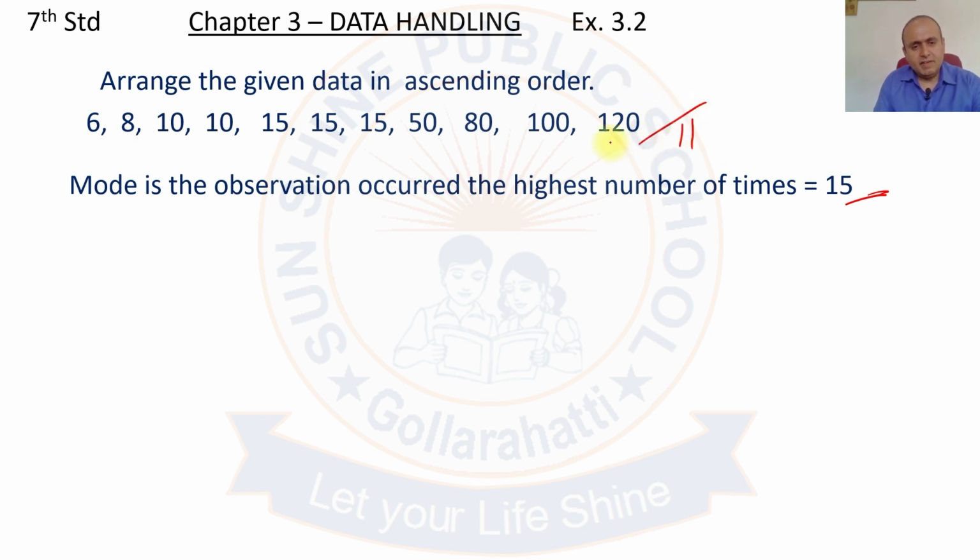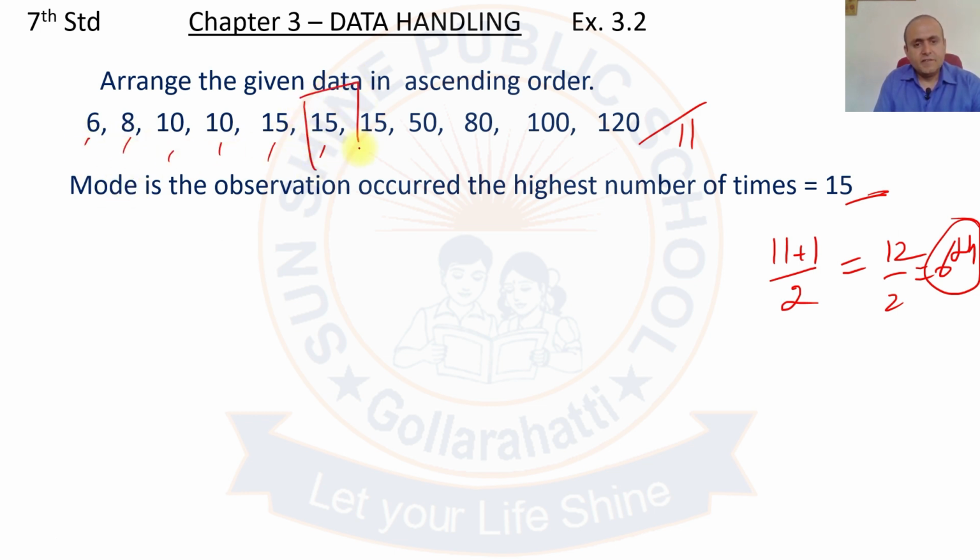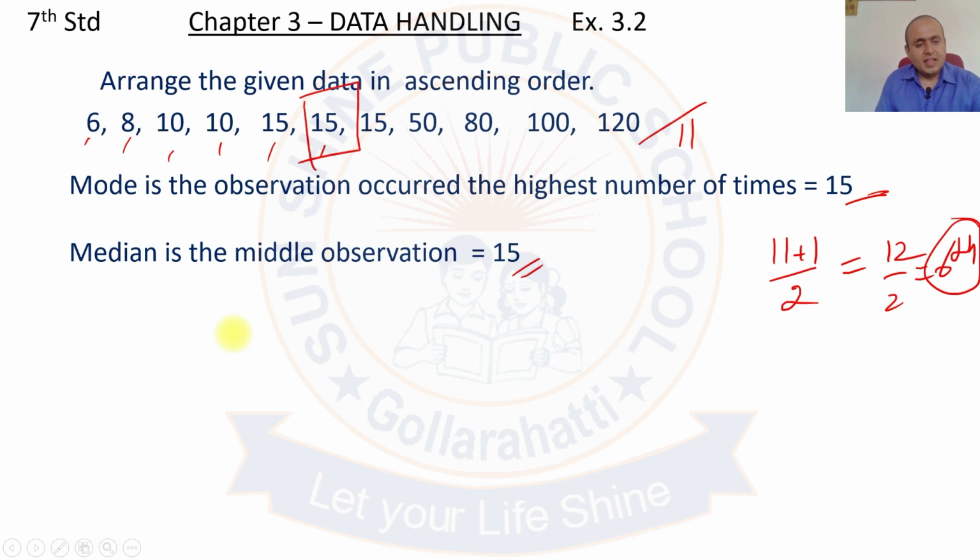So 11 players, 11 scores are there. So what I will do is add 1 to it. 11 plus 1 and divide by 2. That is 11 plus 1 is 12, divided by 2 is equal to 6. So the 6th term is the middle term. Let us count 1, 2, 3, 4, 5, 6, and the 6th term is 15. Therefore the median, the middle observation, is equal to 15. The median is called the middle term. Therefore median is equal to 15.